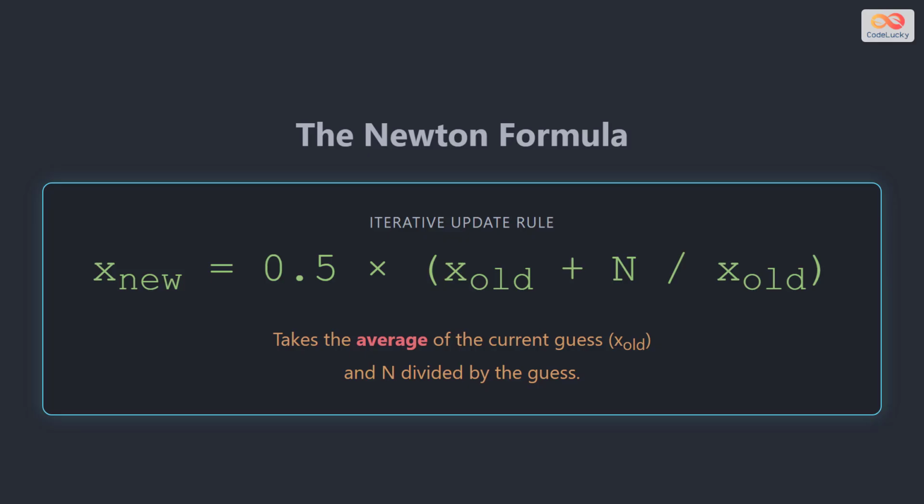This geometric intuition leads us to Newton's update formula. To get a better guess for the square root, we take the average of our current guess and the number n divided by our current guess. This formula iteratively brings our guess closer to the true square root.